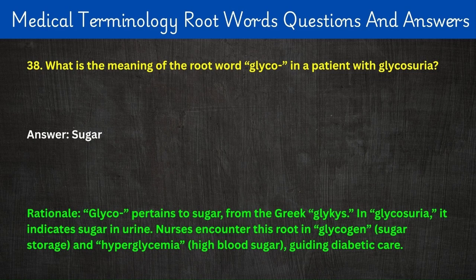38. What is the meaning of the root word glyco- in a patient with glycosuria? Answer: sugar. Rationale: Glyco- pertains to sugar, from the Greek glykys. In glycosuria, it indicates sugar in urine. Nurses encounter this root in glycogen, sugar storage, and hyperglycemia, high blood sugar, guiding diabetic care.